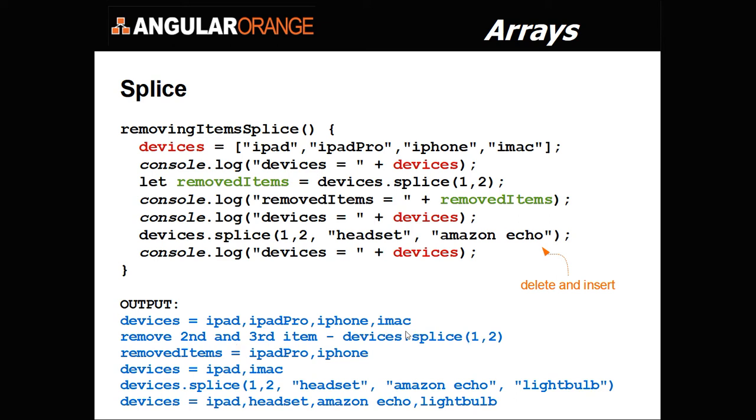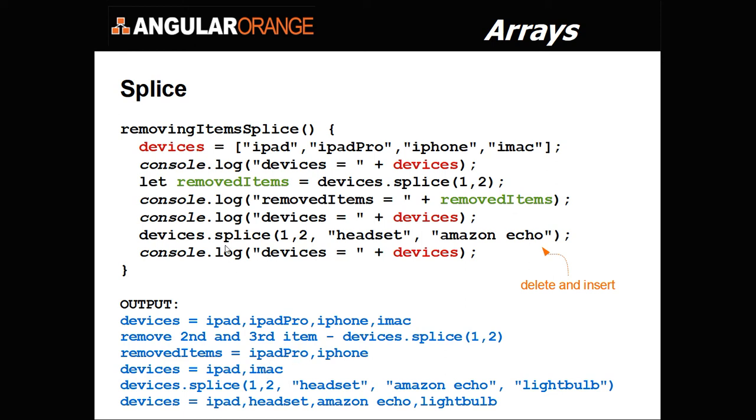So when I do a devices splice, I am removing the second and third item. And the removed items I logged because when I did the splice, it gave me an array of the removed items. So I went and logged those, and I could actually show you them. And then when I looked at the devices, it showed me that I have an iPad and an iMac.